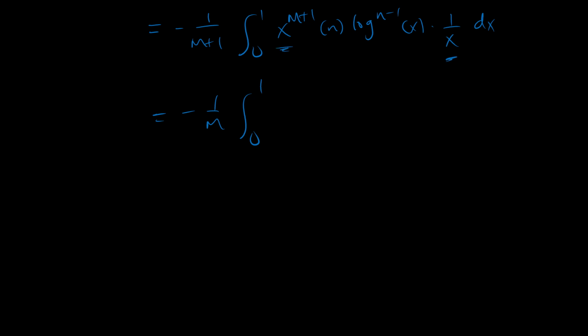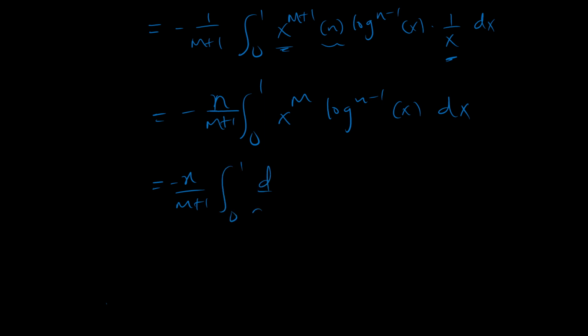This guy here and this guy interact, so we have x to the m, 1 over m. And then we can even bring this n out so that we now have n there. So, we can continue by saying we have n over n plus 1, 0 to 1. Again, we repeat the process. x to the power m plus 1, over m plus 1.